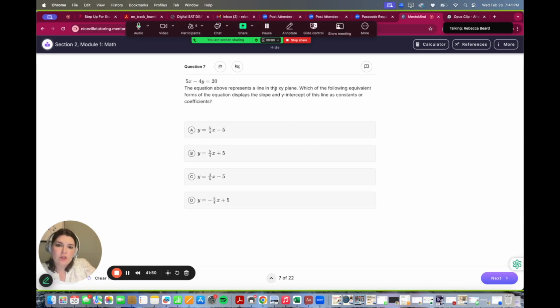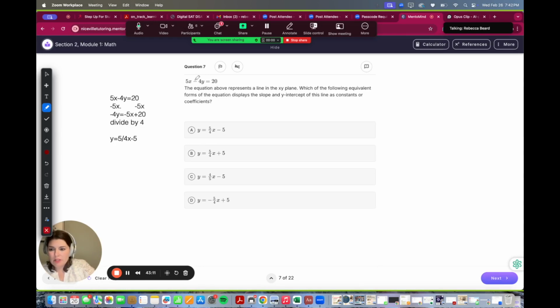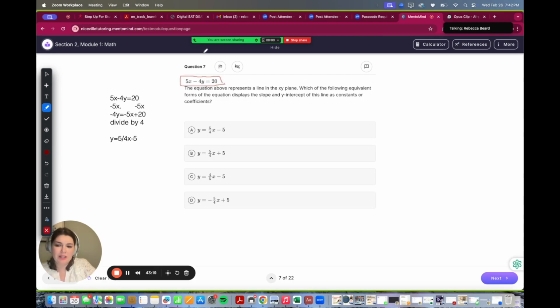So the equation above represents a line in the xy plane. Which of the following is an equivalent form of the equation displayed? I will tell you, most of you guys are used to the form y equals mx plus b. This right here is in standard form. They are not nice. They're probably not going to give you y equals mx plus b. They are going to put it in standard form, which is ax minus by equals 20. And then they're going to expect you to move things around, which is what I have worked out on the left.